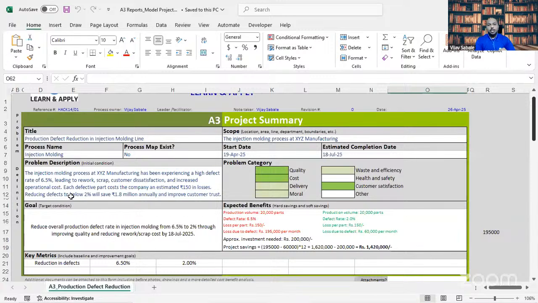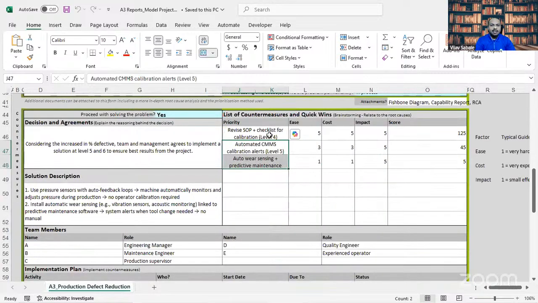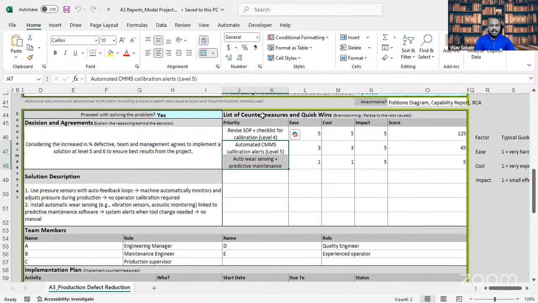But to support these two countermeasures with immediate quick wins, or I can say immediate implementation, I have also implemented another countermeasure. So this is the list of countermeasures, where we explain what countermeasure we are going to execute. And we are going to compare each of these countermeasures on three categories: how easy it is, how much cost is required for the implementation, and what the impact of it is, right?